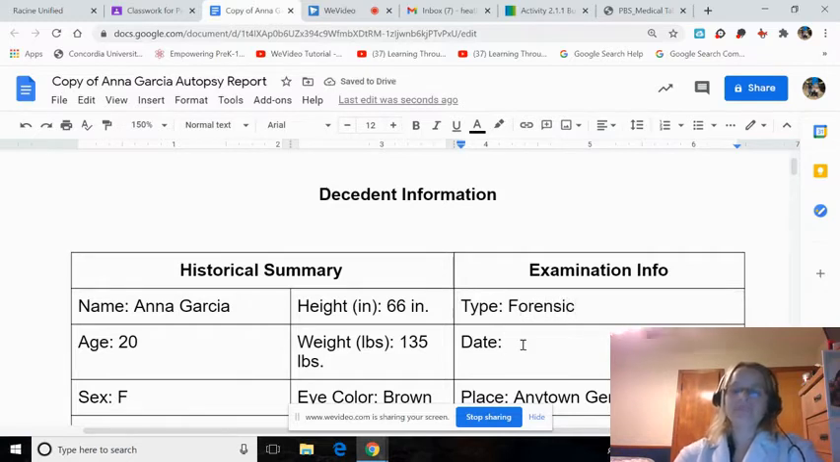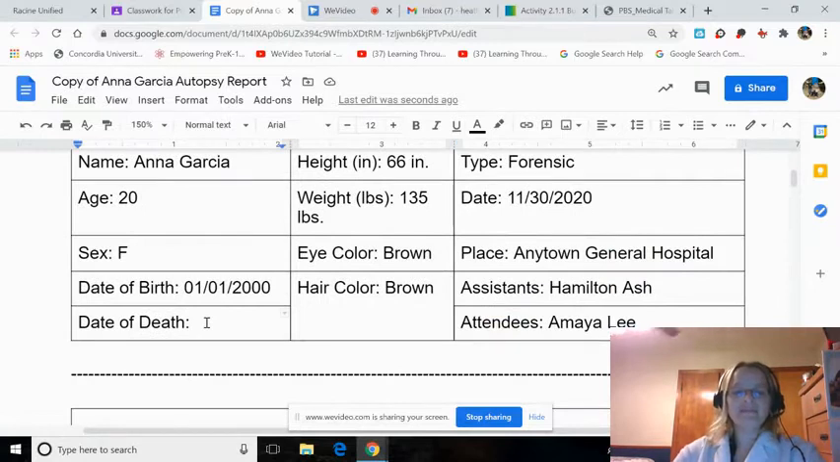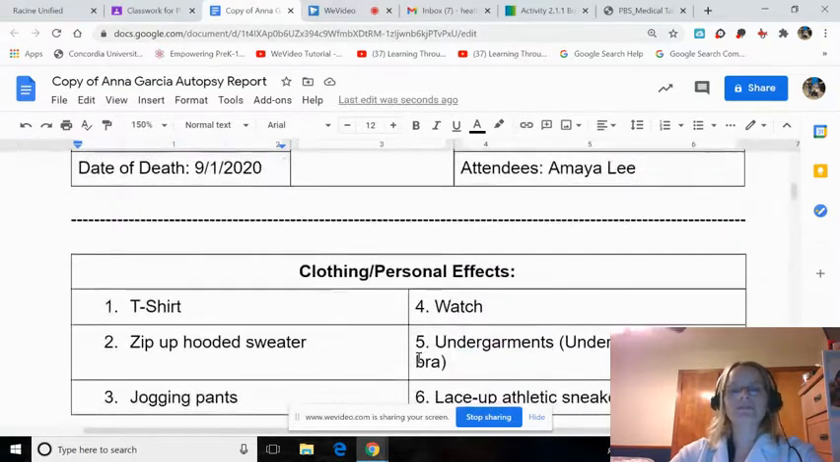The date of the autopsy doesn't really matter. I'm going to put 11/30/2020. You can put whatever date makes you happiest there. And then the date of Anna Garcia's death, I'm going to put that as 9/1/2020, which was our first day of school. All right, so you have type forensic, date, I put 11/30/2020, date of death, 9/1/2020. So you have those three things filled in.